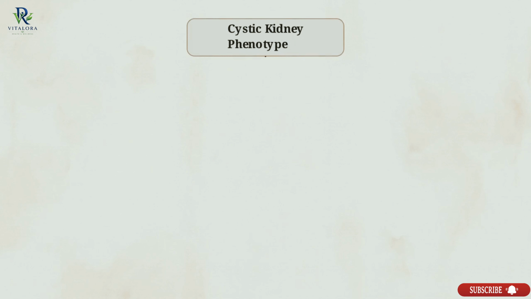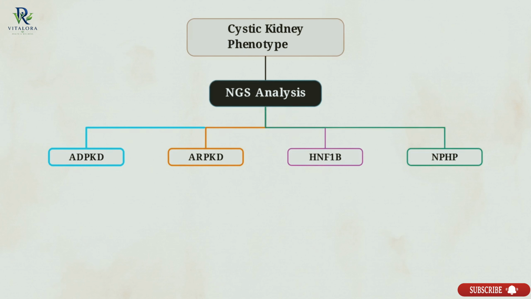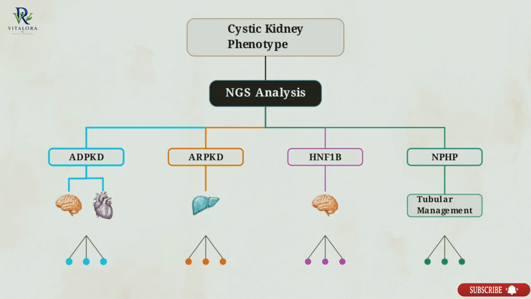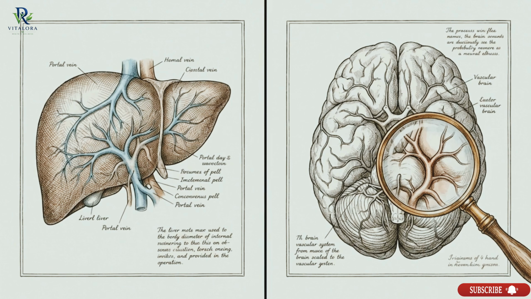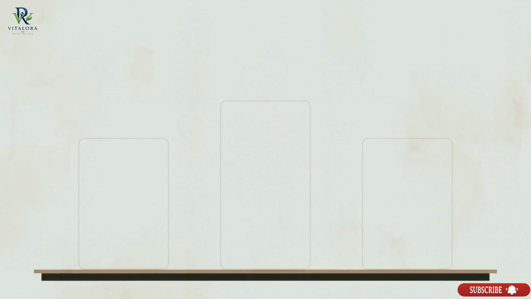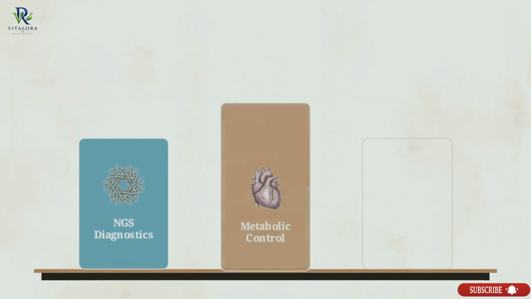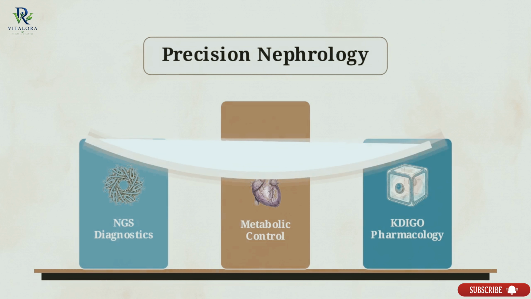This diagram shows the role of next-generation sequencing, or NGS. It allows a single visual phenotype to be sorted into its actual genetic categories: ADPKD, NPHP, ARPKD, or HNF1B, each of which requires a different clinical strategy. This genetic clarity determines a patient's entire lifetime of monitoring, from tracking portal hypertension in ARPKD to screening for intracerebral aneurysms in ADPKD. Precision nephrology combines three essential pillars: defining the molecular defect at birth via NGS, maintaining strict dietary metabolic control, and utilizing the latest KDIGO-approved pharmacology to delay the need for dialysis.